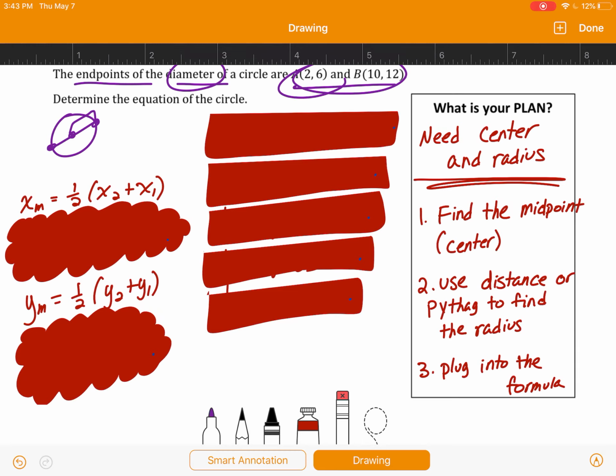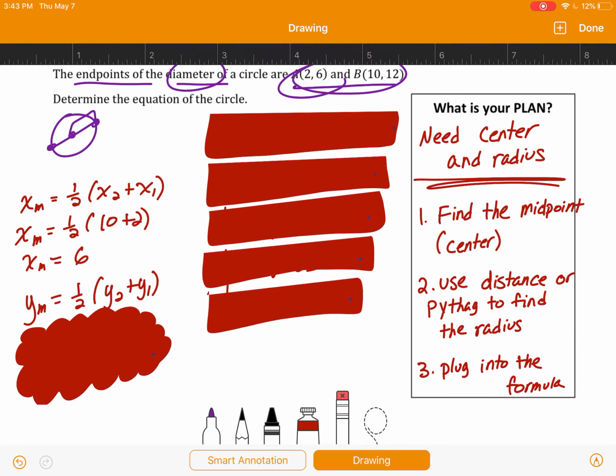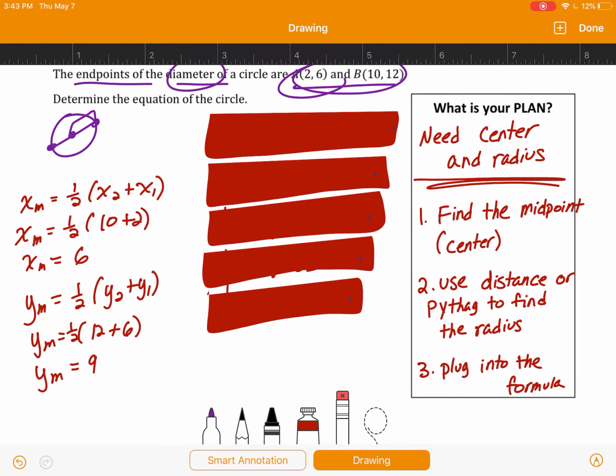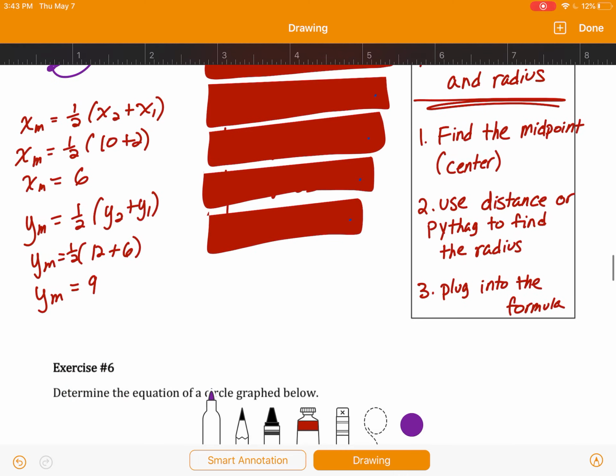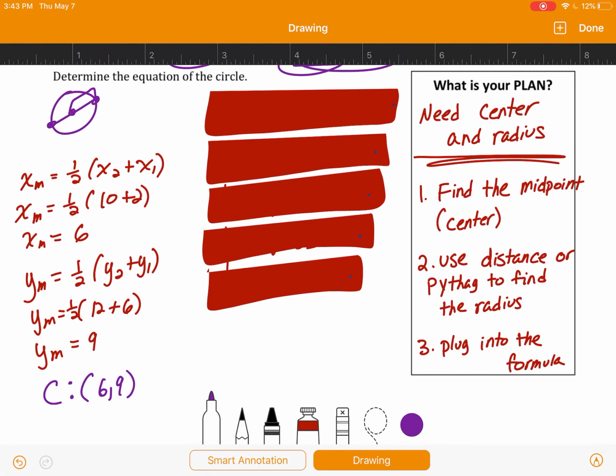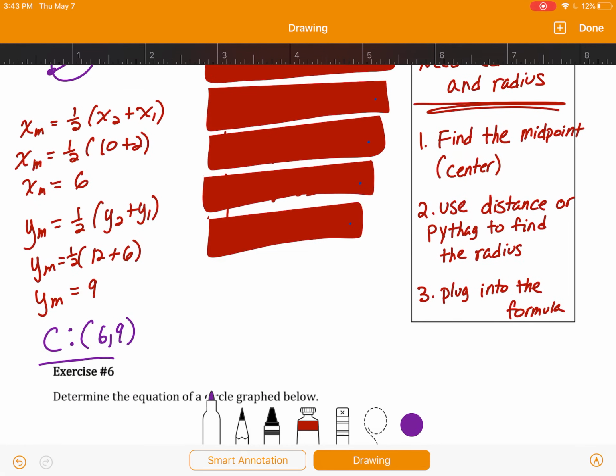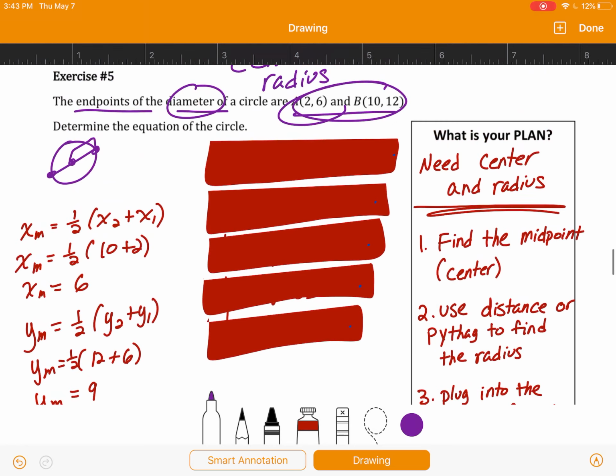Okay, so if you paused the video, then you should have gotten this as your x value. You should get 6. And then your y value should be 9. So that means the center of our circle is the point (6, 9). And then now we're going to do the distance formula between the center, which is the one that we just found, and we're going to use one of the points here.